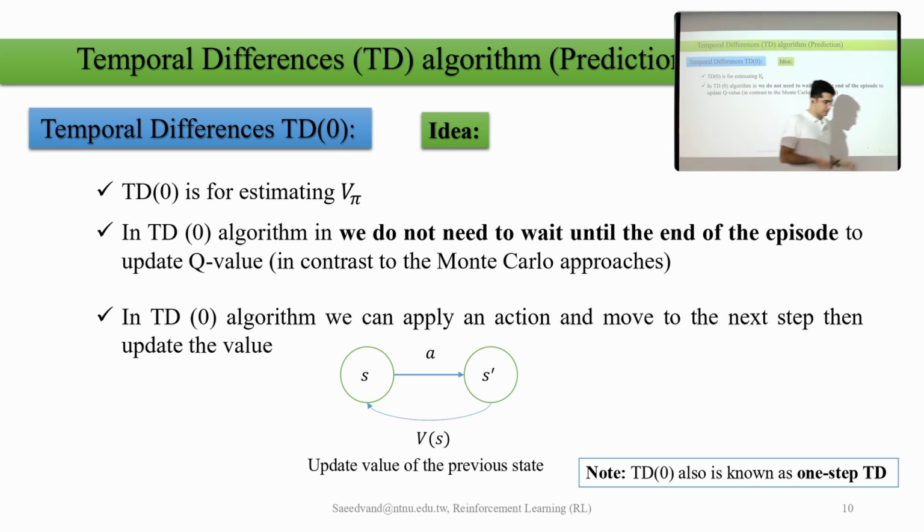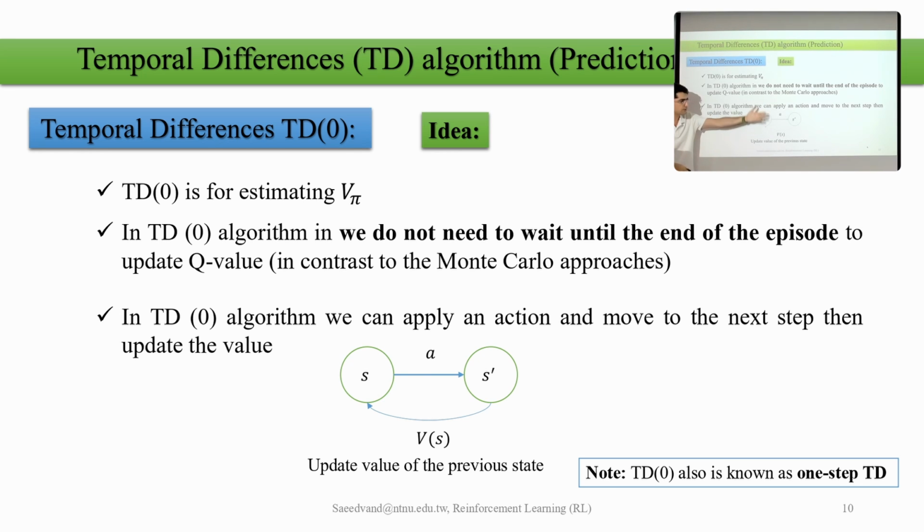To do so, actually, the idea is, okay, let's get rid of waiting for the end of the episode or calculating to the end of the episode. Whatever is happening by temporal differences currently, let's consider that to update the value that we have. That is in contrast to Monte Carlo methods. So how is that working? Basically, we're applying the action and moving to the next step, then updating the value.